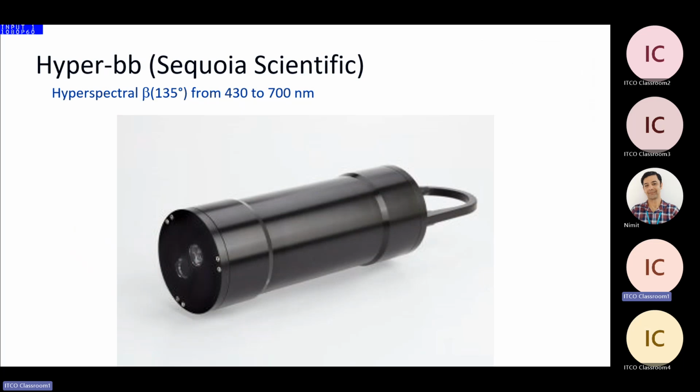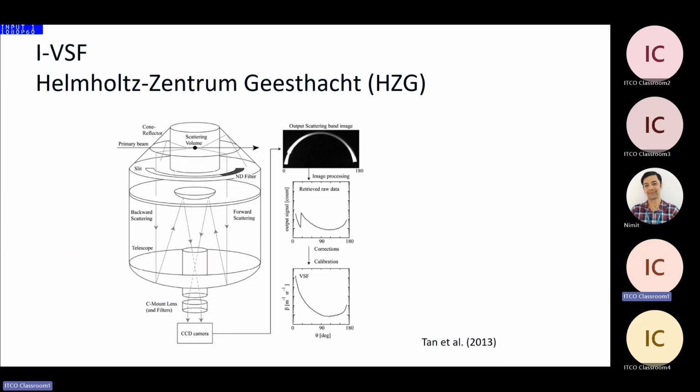This is an instrument that Wayne developed. I don't know if you're going to talk about this later, Wayne, but this is a hyper BB rather. So it measures hyperspectral beta from 430 to 700 nanometers. I don't know if you're going to talk about it, Wayne, but yeah, it's another sensor to measure BB.